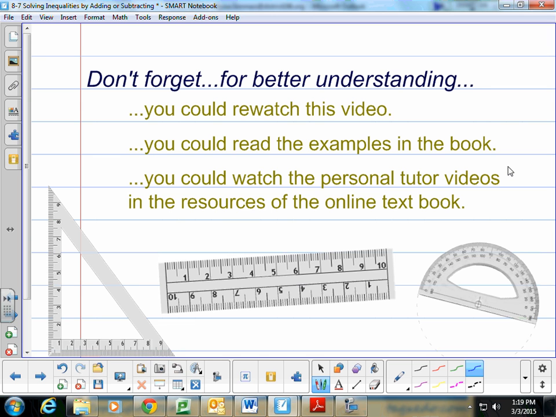This lesson does take some reading and some thinking about situations, so make sure that you're careful and you're not careless and you take your time. Rewatch this, watch Mr. Lentz or Miss Haas, and look at the examples in the book or check something out online. Good luck.